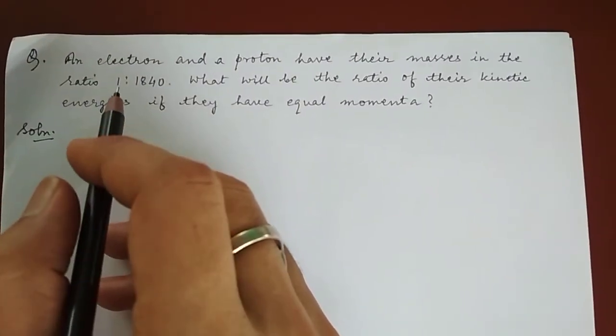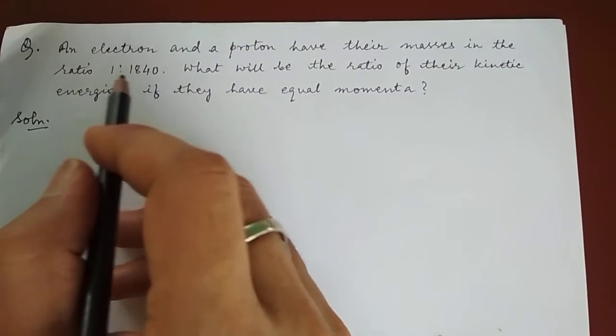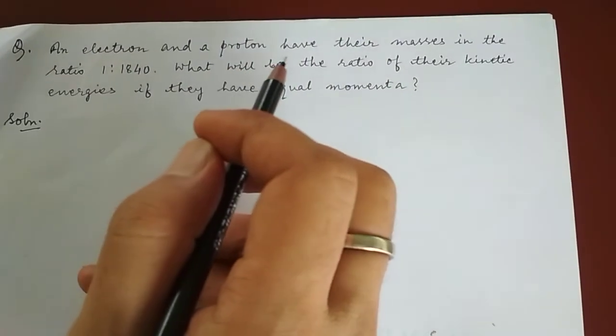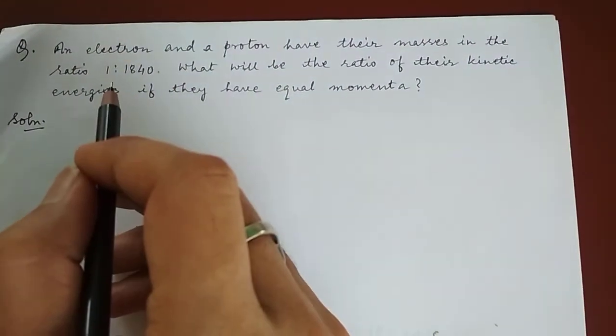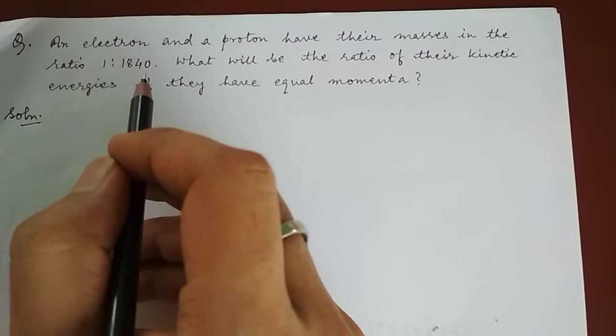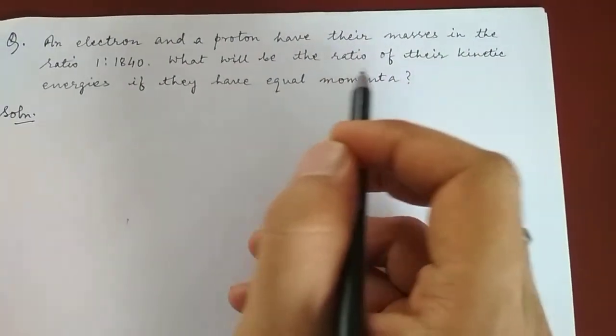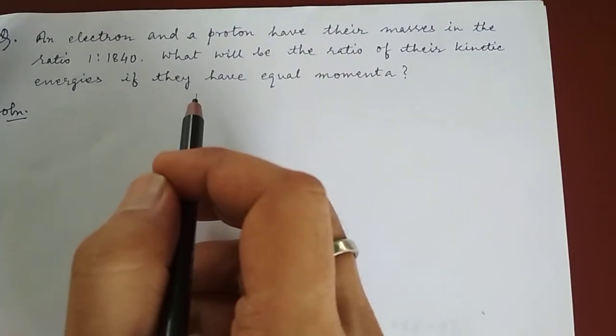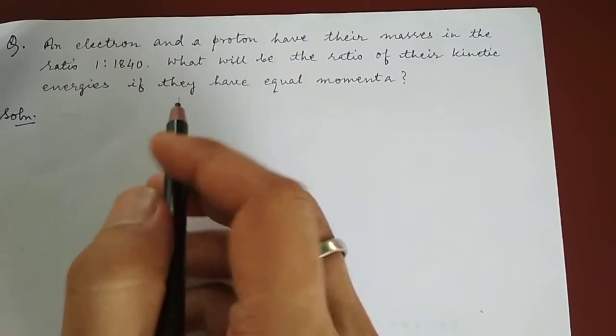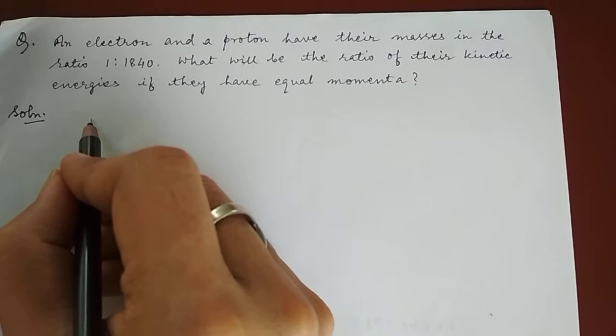We have the question: an electron and a proton have their masses in the ratio 1:1840. What will be the ratio of their kinetic energies if they have equal momenta? So let us first write the given information.